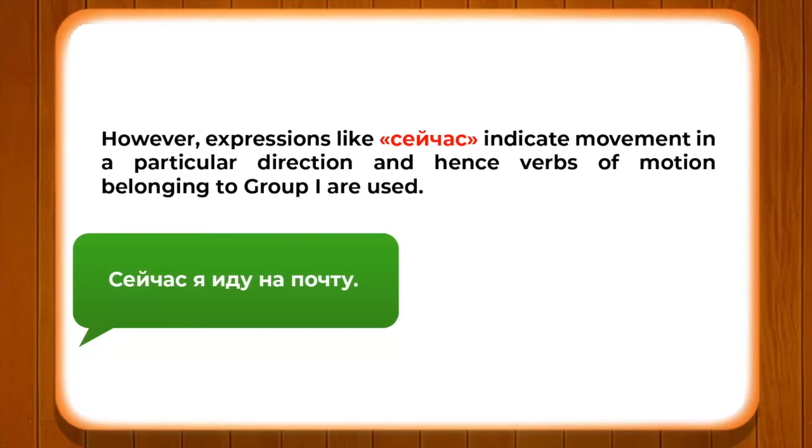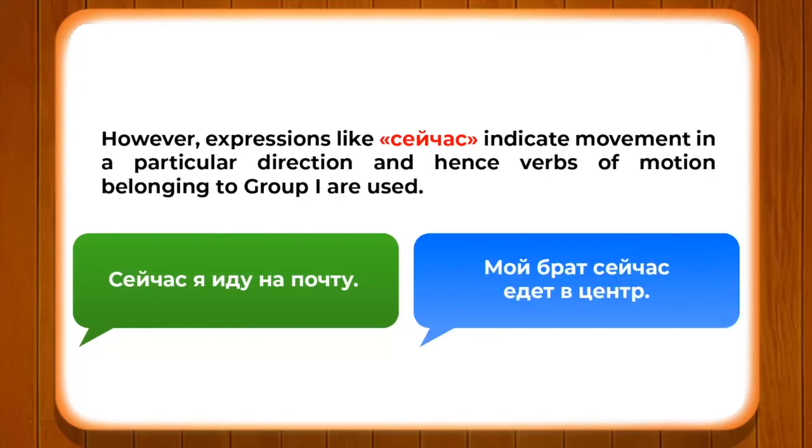Now we'll pay attention to the next sentence. Мой брат сейчас едет. Куда он едет? Он едет в центр. So you can also replace it with any other word. For example, in place of центр, I would like to use университет.